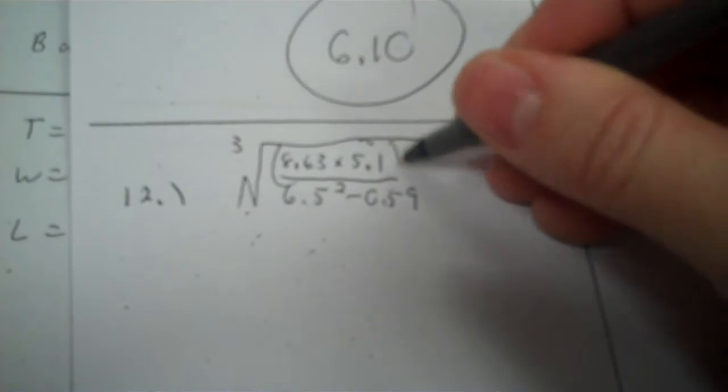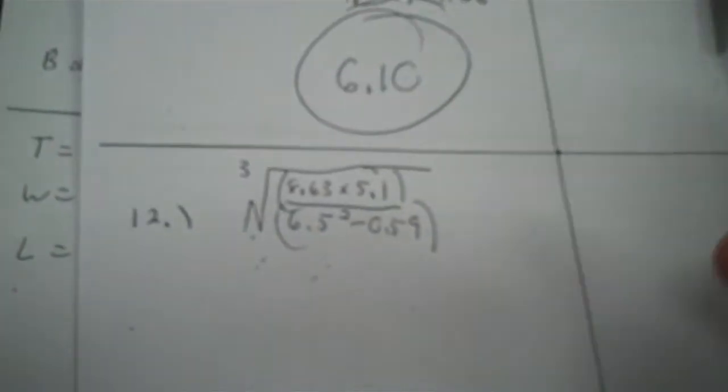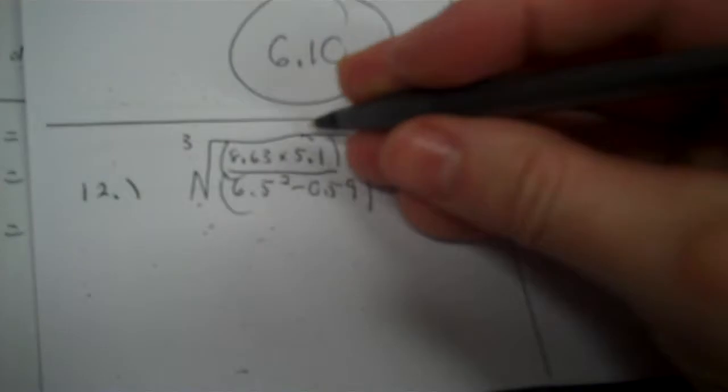Okay, now we have an interesting scenario here. We have a complex fraction within a root. First, we're going to parenthesize the top and the bottom and get rid of the complex fraction. Now, that little 2 is 6.5 to the second power. So we got parentheses 8.63 times 5.1. Close it. Divided by the parentheses 6.5 to the second minus 0.59. Close that one. And we have 1.05, but it would go to 0.6 because of the rounding. So I cross that out and write 1.06.